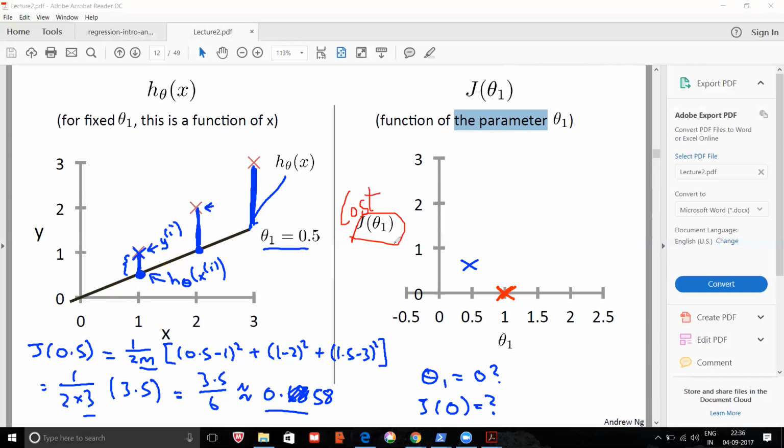Okay, so this graph earlier we were doing input versus output, and this is our theta 1 versus J theta 1. J theta 1 is the cost function, and theta 1 is the slope. Absolutely, theta 1 is the slope.